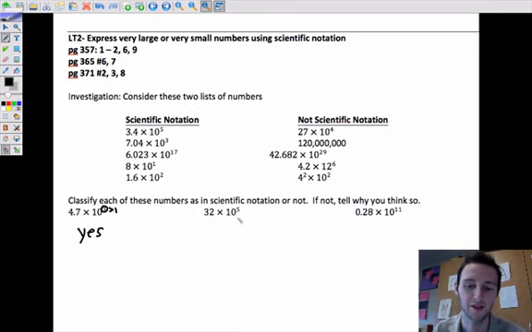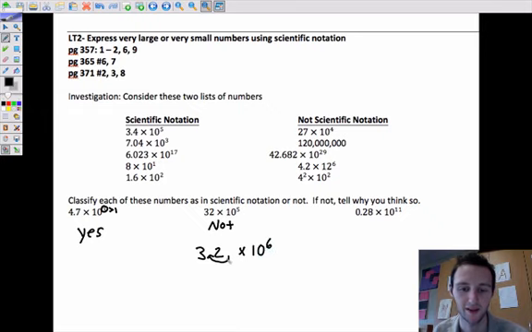Over here, 32 times 10 to the fifth. This is not in scientific notation, and the reason I know that is because this number here is not between 1 and 10. If I want to change that, I have to make this between 1 and 10. So I'm going to move the decimal point to there, and now instead of times 10 to the fifth, this is going to be times 10 to the sixth. If I needed to change that to be in scientific notation, it'd be 3.2 times 10 to the sixth.